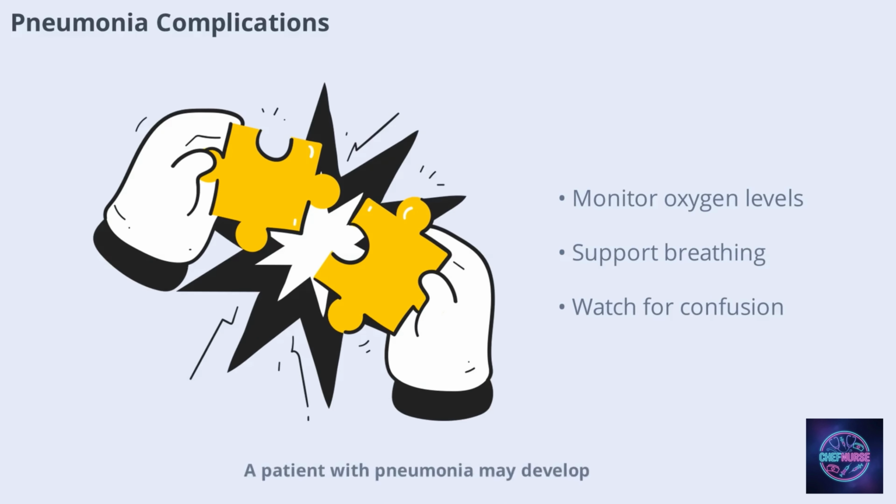A patient with pneumonia may develop complications like hypoxia or respiratory failure. Watch for signs such as increasing confusion, restlessness, or a drop in oxygen saturation. On the NCLEX, if you see these symptoms, your priority is to support their breathing. This might mean administering oxygen or preparing for more advanced interventions. Don't let other issues distract you from the primary threat to life: impaired breathing.